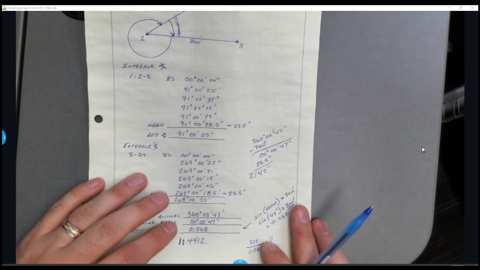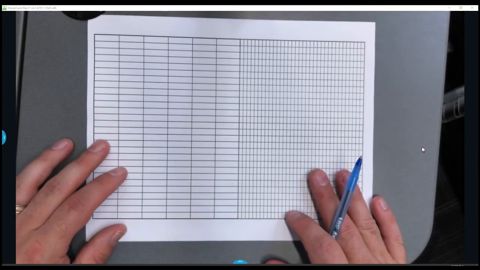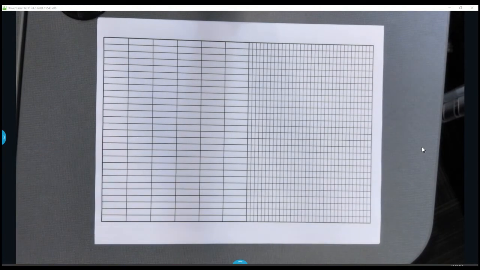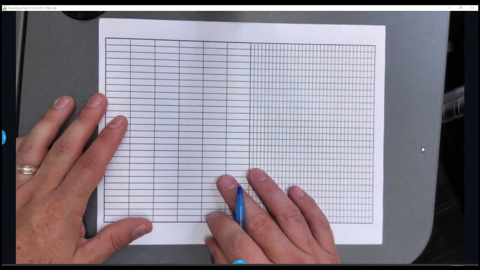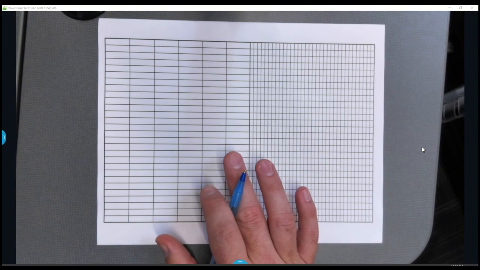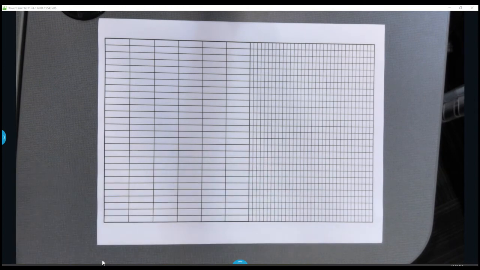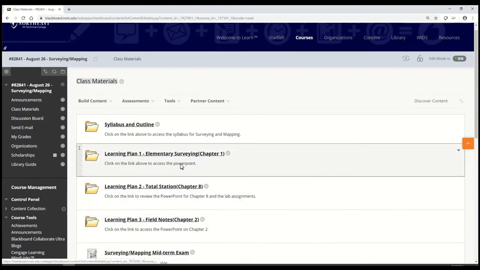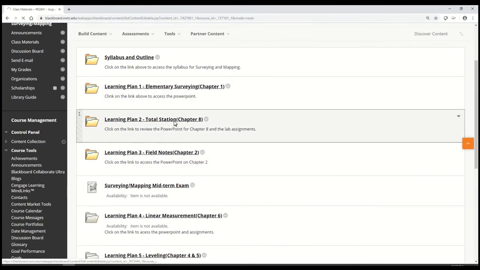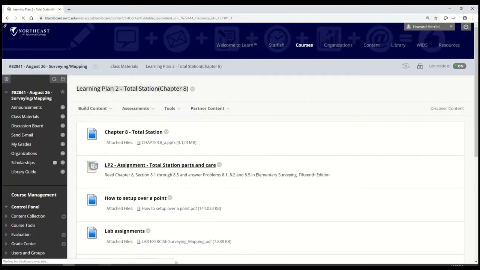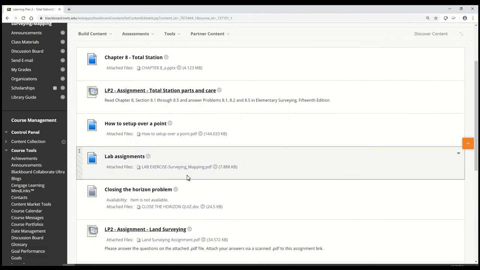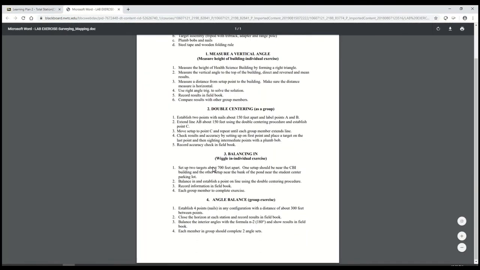So that's closing the horizon. Let's talk about what the field notes look like for today's activity. Field notes. I wish I was going to grab a better pen, but we're going to have to swag it with the blue pen. So today we're going to go and complete the very last exercise. Why isn't it grabbing that? Oh, there it is. Okay, so we have these lab exercises.